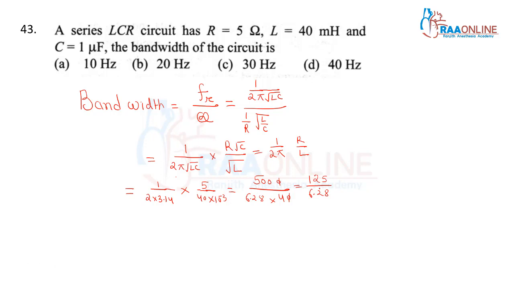So now we can go with calculation. What are we getting now? We are getting 125 divided by 6.28. So we are getting 19.9 hertz. It means we will go with option B.